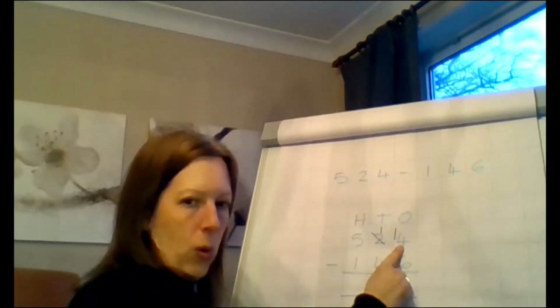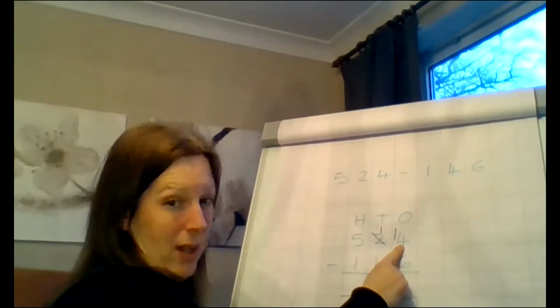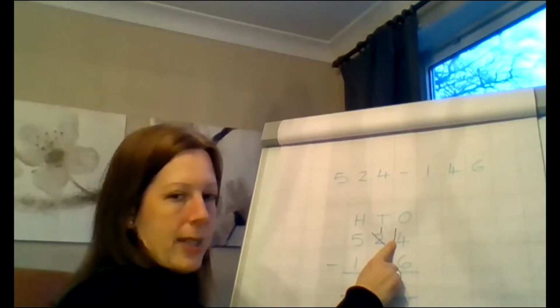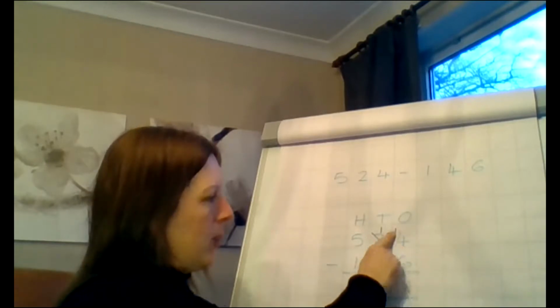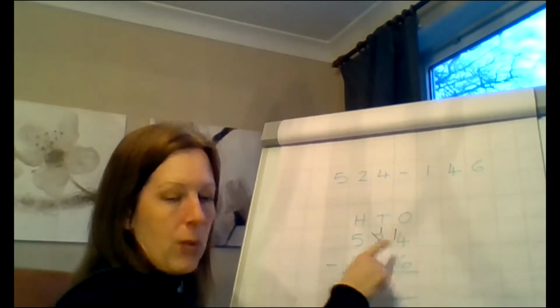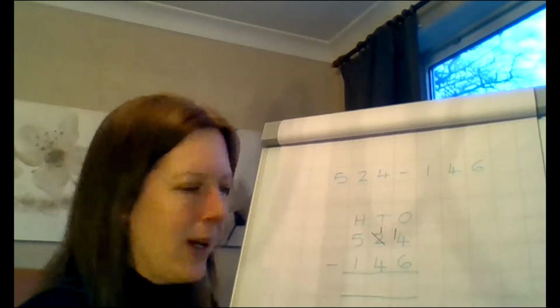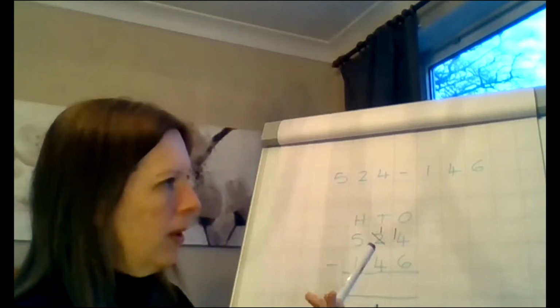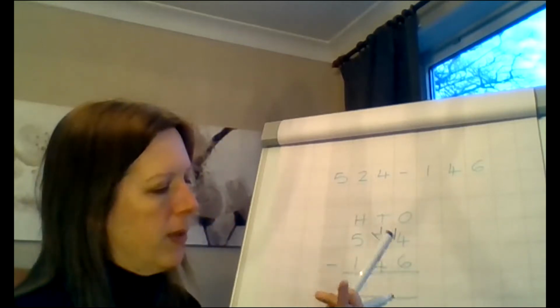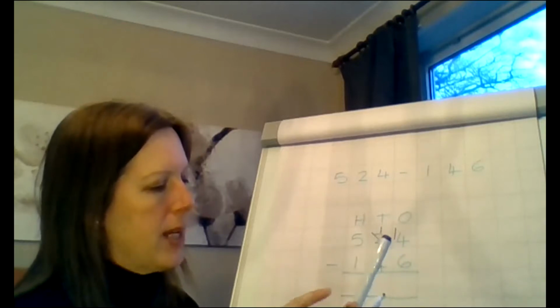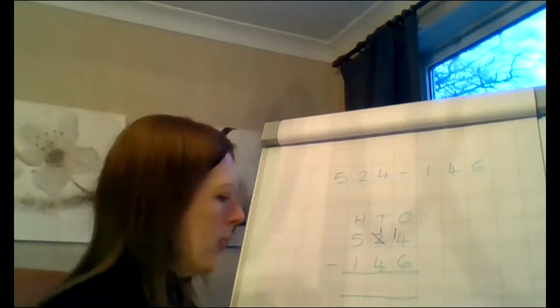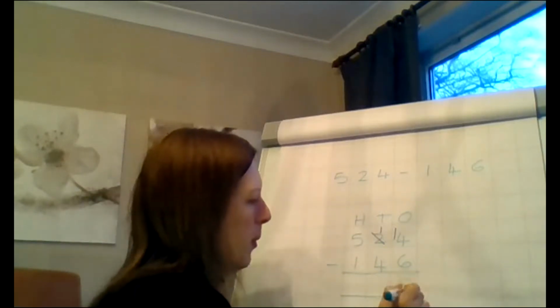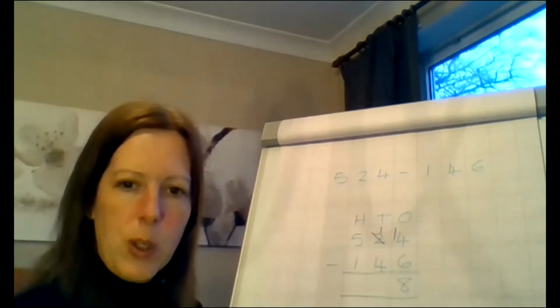I did have 4, which wasn't enough. So I brought a 10 over to change into 10 ones. So this now means this is 14. I've got 14 take away 6. So 14 take away 6, so 13, 12, 11, 10, 9, 8. Take away 6, I end up with 8. So perfect. That meant I could do that.